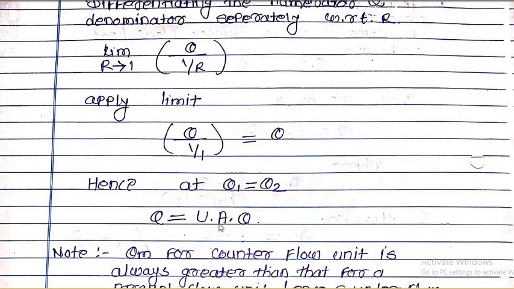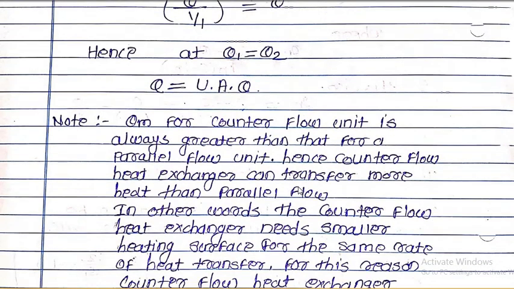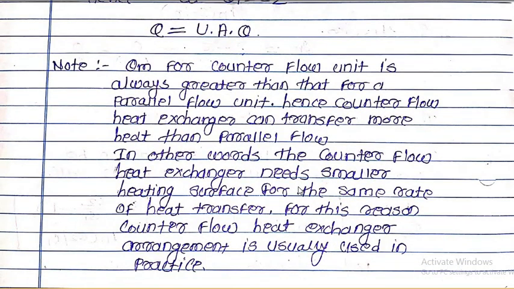So Q is equal to U multiplied by A multiplied by theta, in the case where theta 1 is equal to theta 2 is equal to theta. Here we have to consider this particular note. Theta m for a counter flow unit is always greater than that for a parallel flow unit. Hence a counter flow heat exchanger can transfer more heat than a parallel flow one. In other words, the counter flow heat exchanger needs a smaller heating surface for the same rate of heat transfer. For this reason, the counter flow heat exchanger arrangement is usually used in practice.